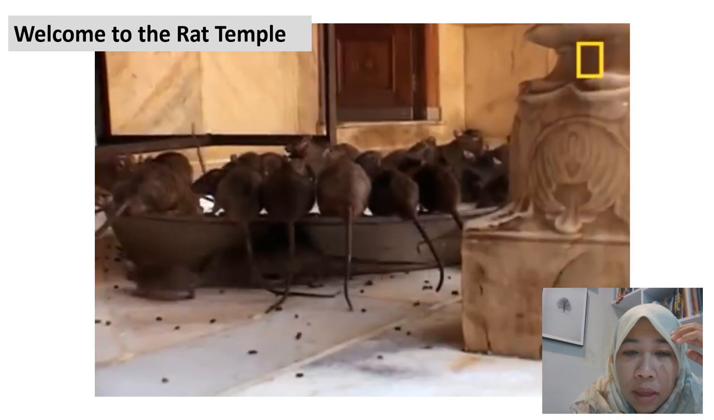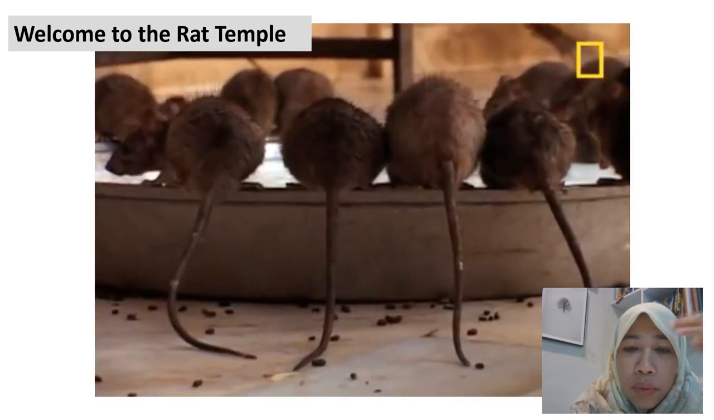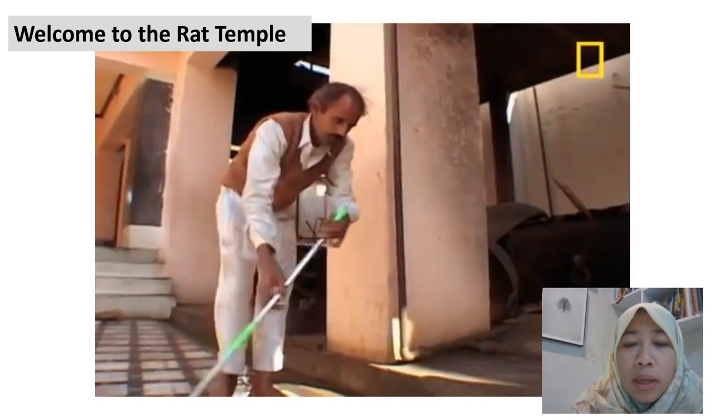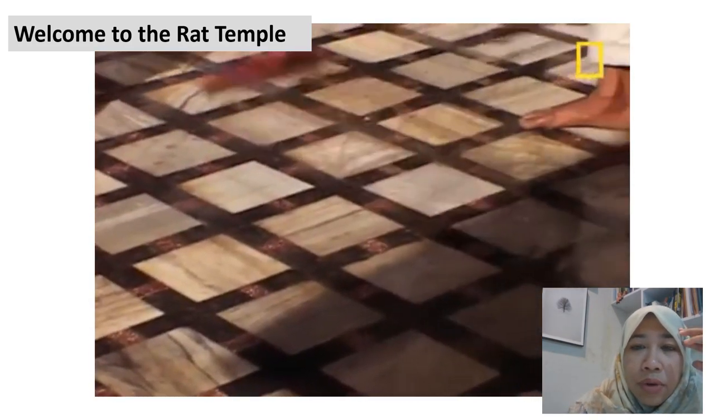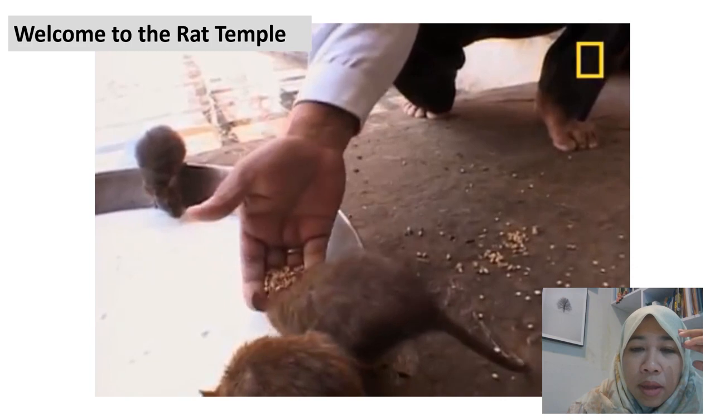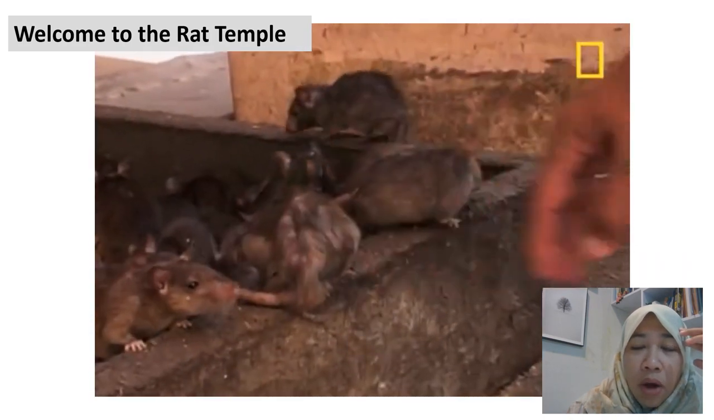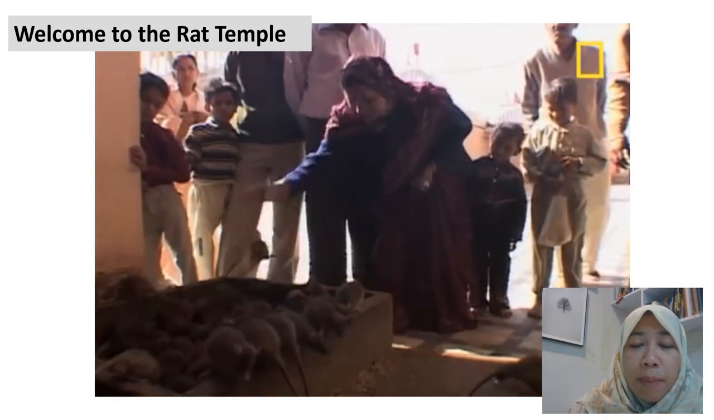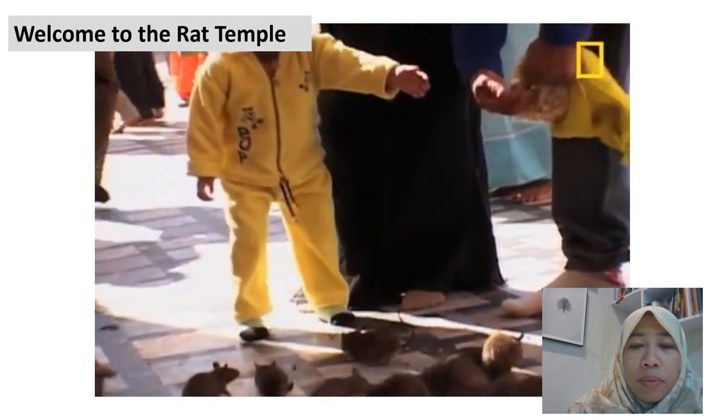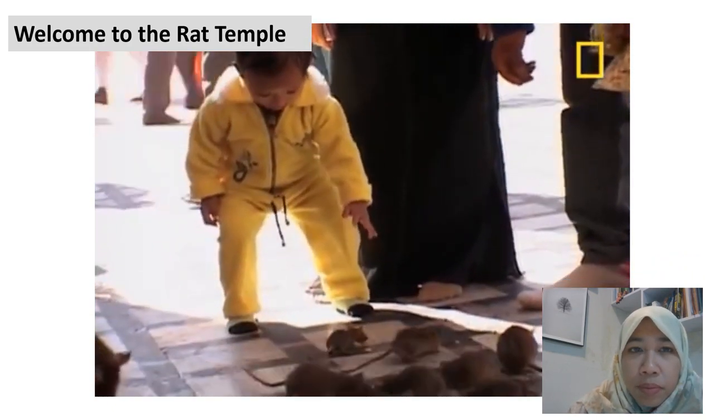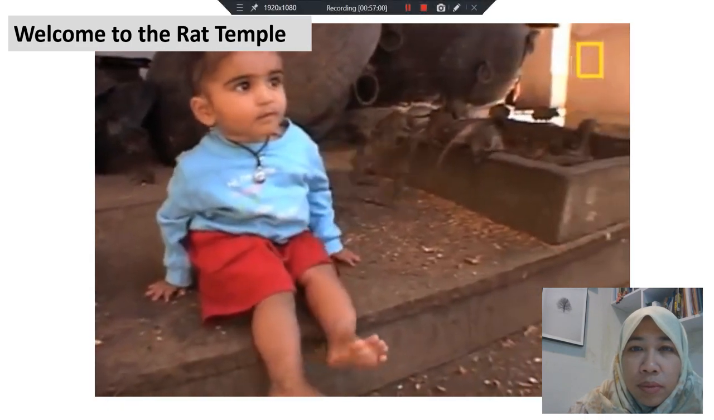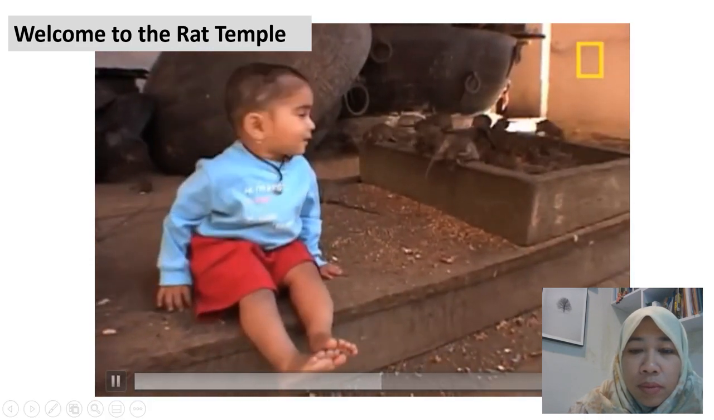Maybe the floor is sticky because of the urine and excrement and droppings. And there's just one man scooping up after the gods. It's a really dirty place all over the temple. Visitors can imagine the odor of the temple. And children are allowed to do things people elsewhere would find horrific. He fed the rat with his hands.